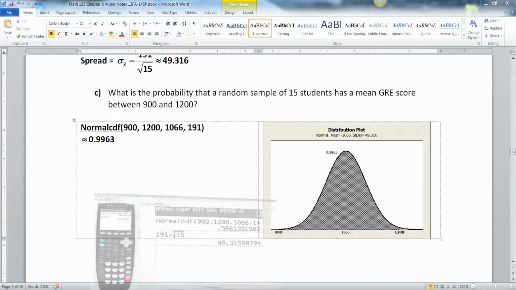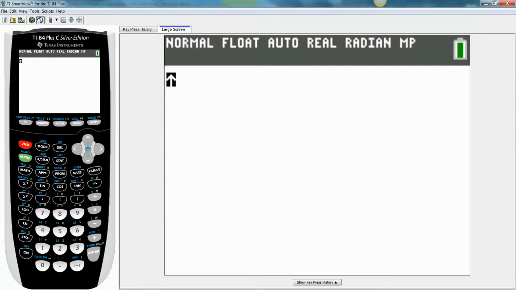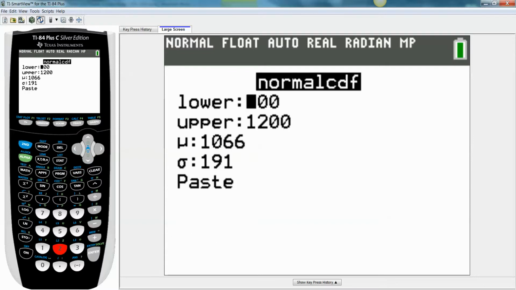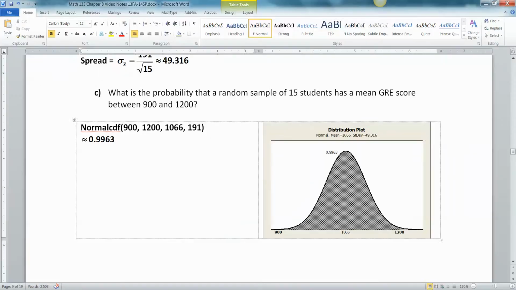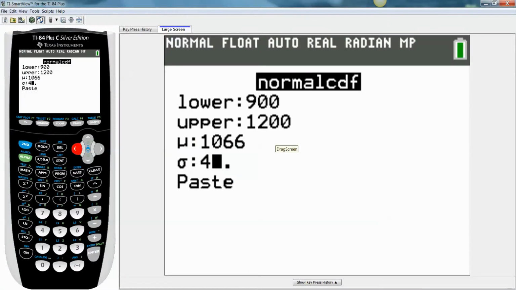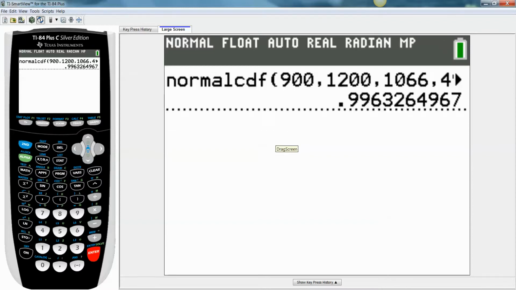All right, so we go back to the calculator. We go back to normal CDF, number 2. And it's still 900, but if that wasn't there, I would type it. 900, 1200, enter, 1066, fine. Now here for sigma, you have a choice. You can either type 49.316. So you could type that, 49.316. And it'll do you okay. But you're rounding a bit when you do that. So you get 0.9963, that's fine.